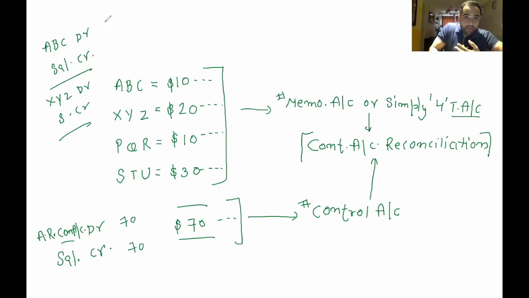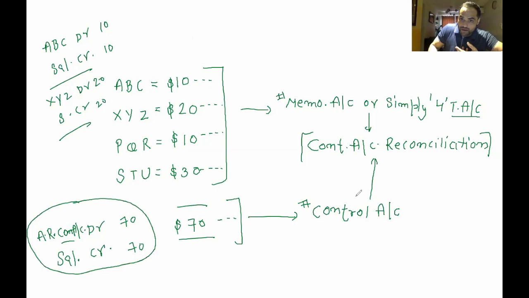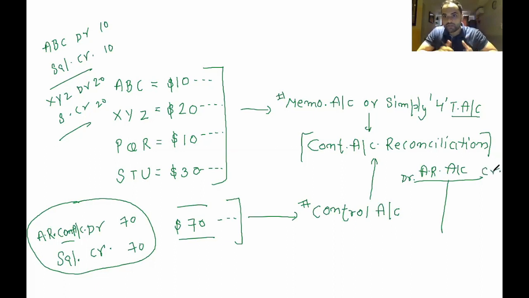But here the amounts could be 10, right? XYZ 20, and PQR 10, and STU 30. So that's the journal entry we are going to make, all right? And when we prepare a control account, accounts receivable control account, it's going to be exactly like T accounts. Accounts receivable increase, debits; decrease, credits. All right, this is called accounts receivable control account.